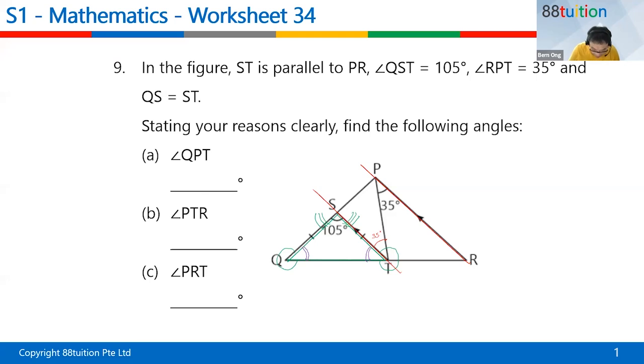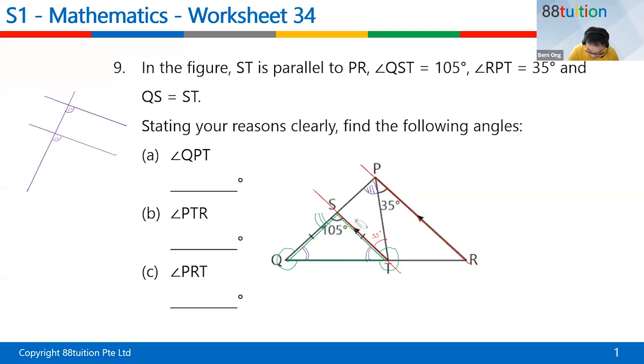Stating your reasons clearly, find the following angles: QPT. Where is QPT? Oh, down here, they're looking for this angle here, the purple shaded angle. Children, can you see the F rule? This is the parallel line. This is like the F rule. This angle equals this angle. This is called corresponding angle. So if this whole thing is 105 also, can we easily find the purple shaded angle? Yes.